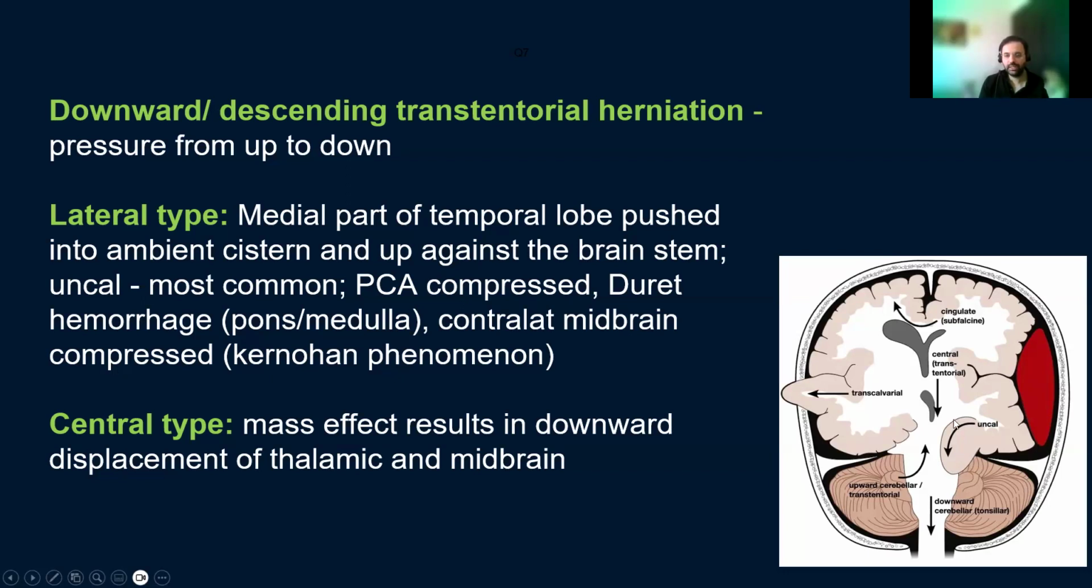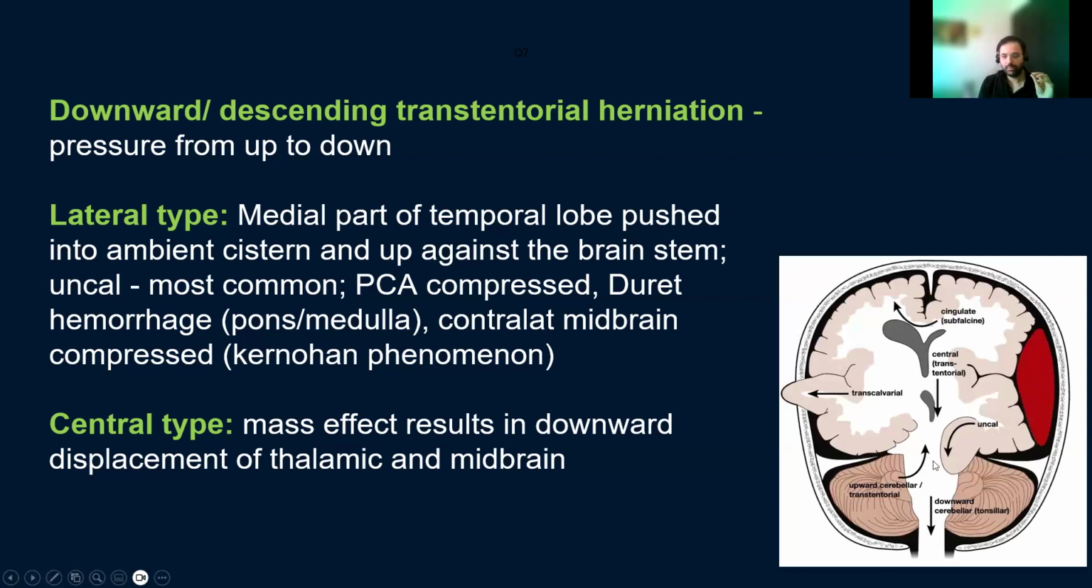So what's going to happen is that this is also commonly called the uncal herniation. So uncal herniation technically is the lateral type of downward or descending transtentorial herniation, if you want to remember that for your exam. Now, when the uncus goes down and presses against the brainstem, the posterior cerebral artery sits here, that's going to get compressed. So you can have compression of the posterior cerebral artery and infarcts happening in those territories and symptoms happening because of compressions in those territories.